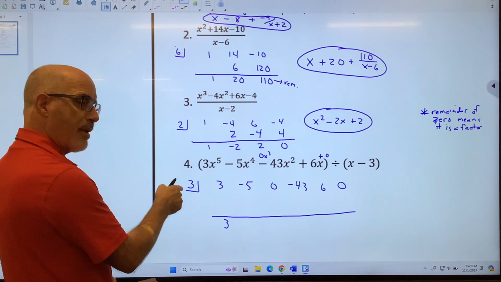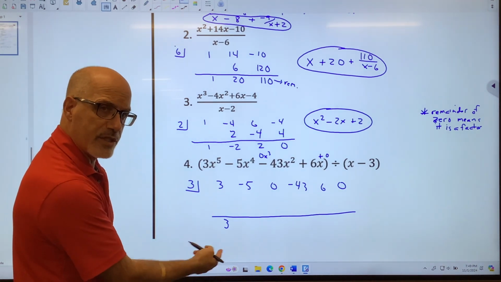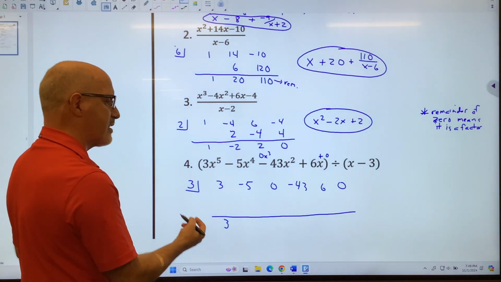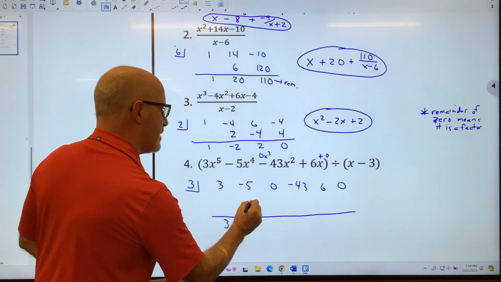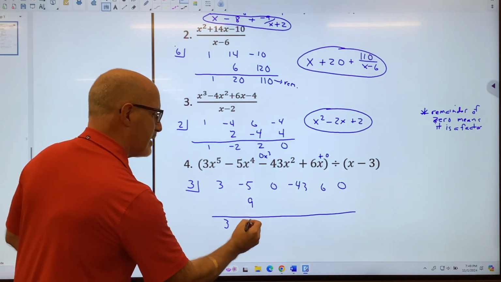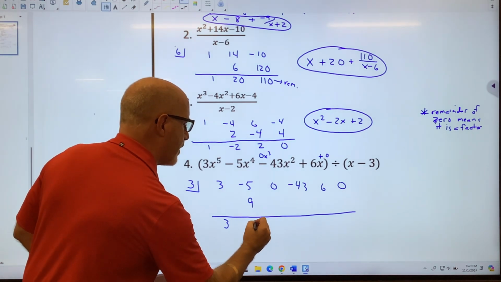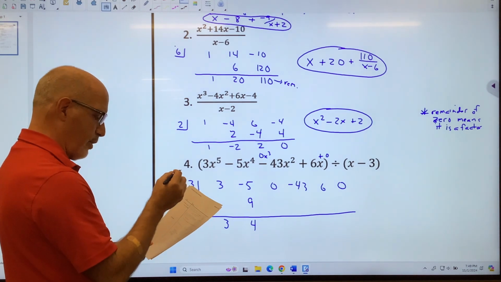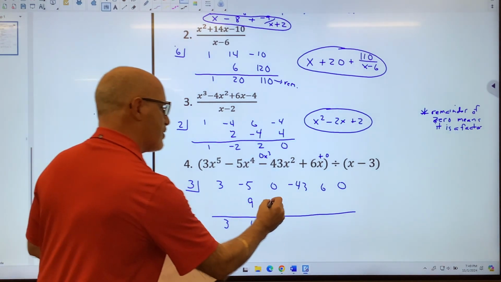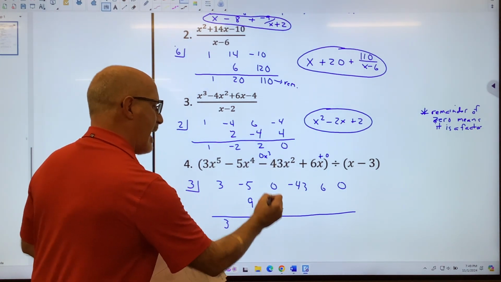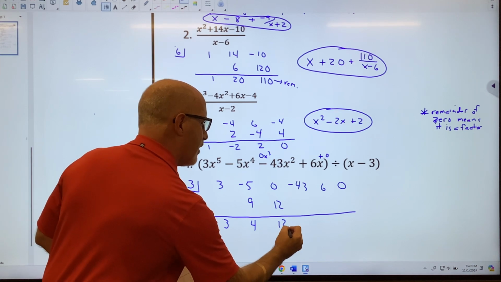This one in the box always gets multiplied by what's under the line and filled into the next slot. So 3 times 3 is 9. Add straight down, you get a positive 4. Okay, next you're going to multiply. 3 times 4 is 12. Add straight down, you get just a 12.